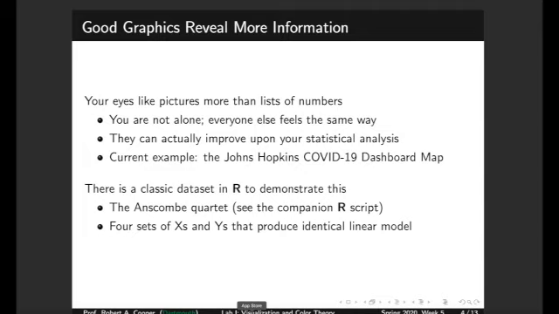There's a classic data set, and it exists natively in R to demonstrate this. It's called the Anscombe quartet. Four sets of X's and Y's that if you were to run a linear regression on them, you would get the same effects of the X's on the Y's. And yet, if you were to look at them in a visualization, you would see that the patterns are actually very different, and that there would be different prescriptions for further analysis based on actually going and seeing the visualization.